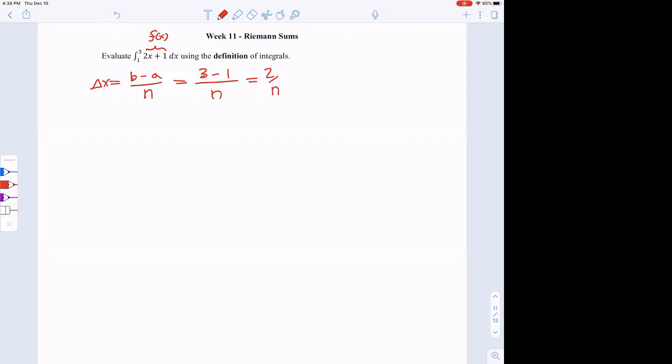And then the final thing that I need is the location of all of my rectangles. I'm going to call that x sub i. So x sub i is a plus i multiplied by the change in x. So that equals a, which is 1, plus i multiplied by 2 over n, so 2i over n.